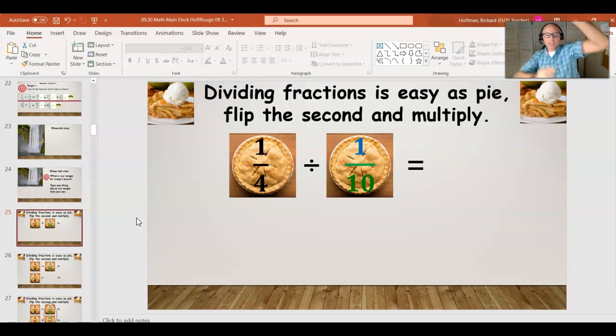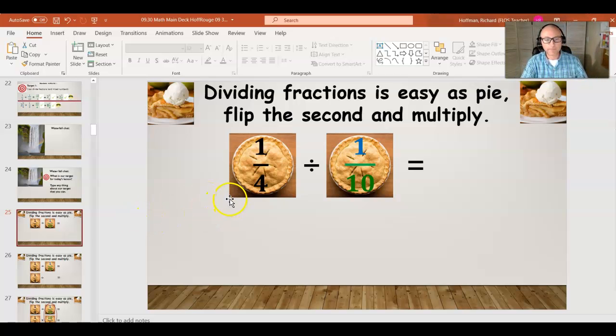Dividing fractions is easy as pie. Flip the second and multiply. Dividing fractions is easy as pie. Flip the second and multiply. Dividing fractions is easy as pie. Flip the second and multiply. Word, peace, out, yo, down. Old school fool right here, bringing it back.